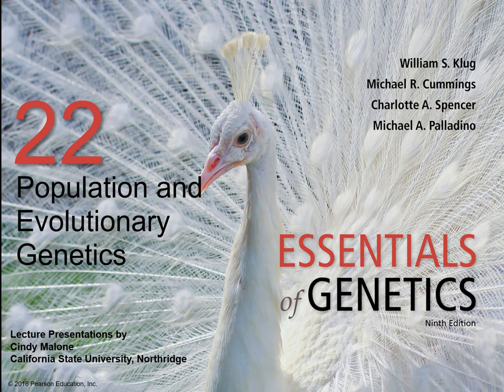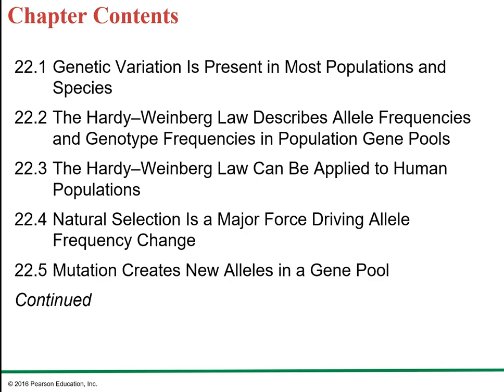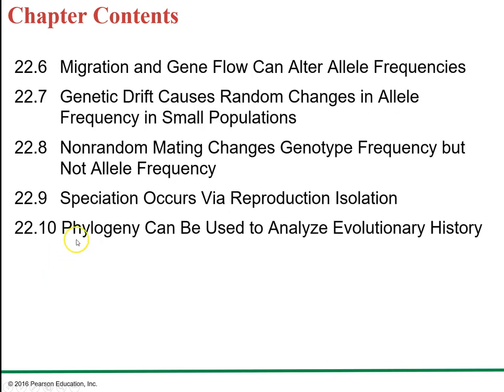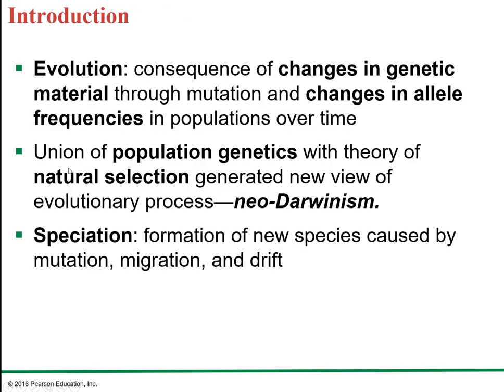Okay, so this chapter is population and evolutionary genetics. These are the topics covered in the chapter, and like I said, I broke it up into 2 separate lectures. This first lecture is going to stop after section 22.3. Then the second recorded lecture will be the last part of the chapter, these other sections here.